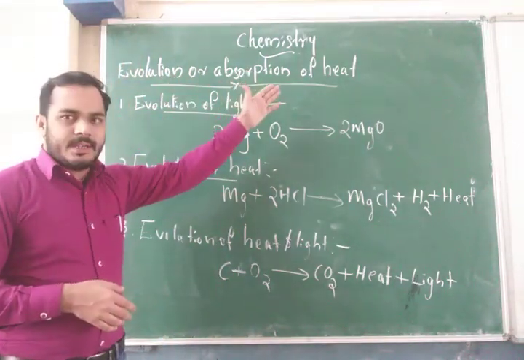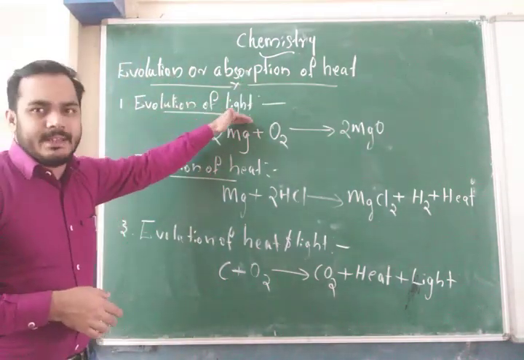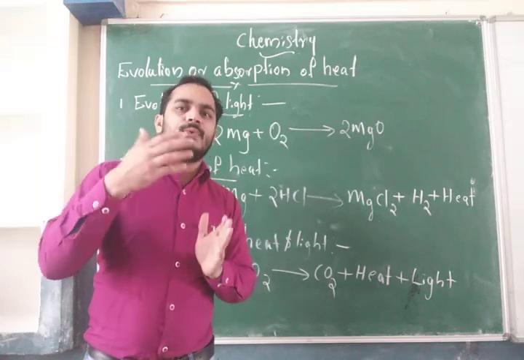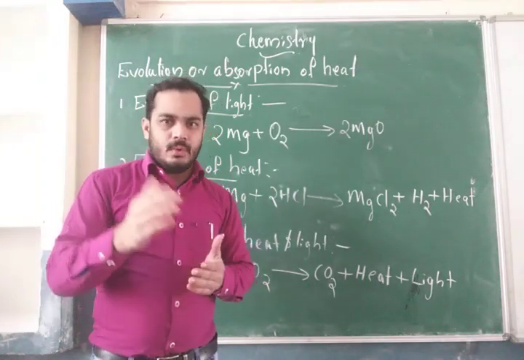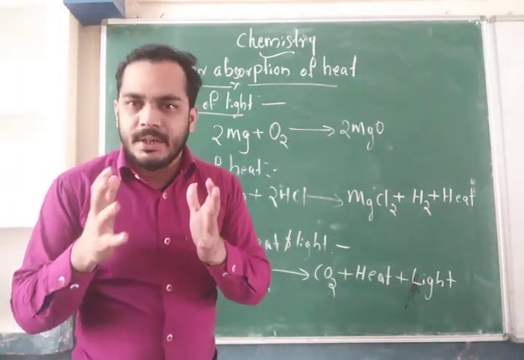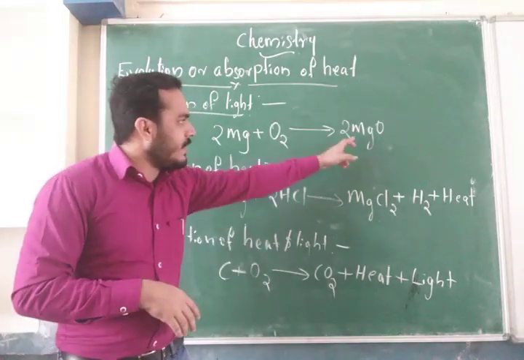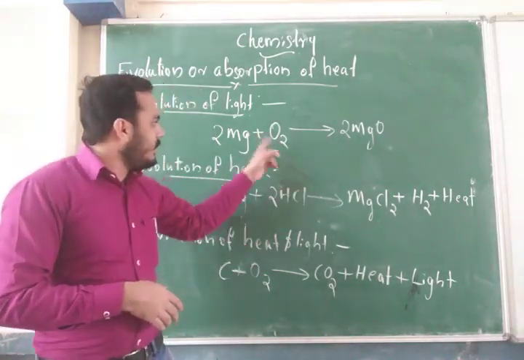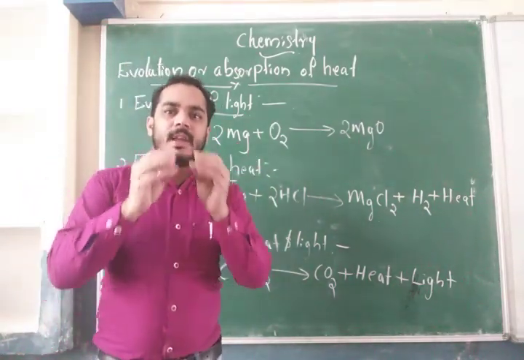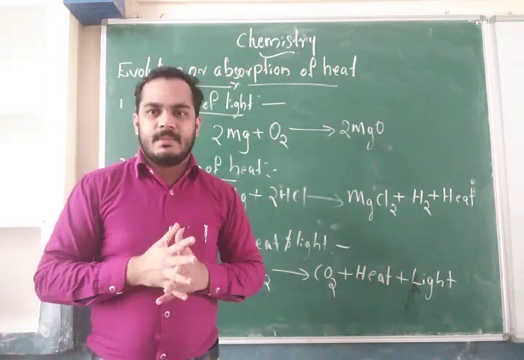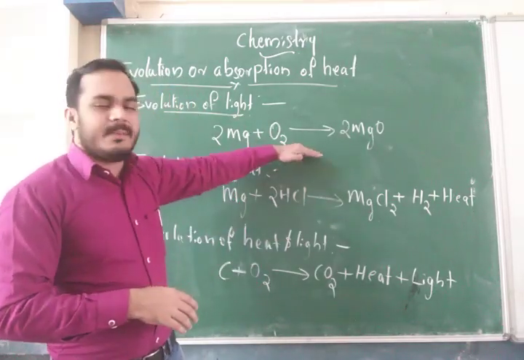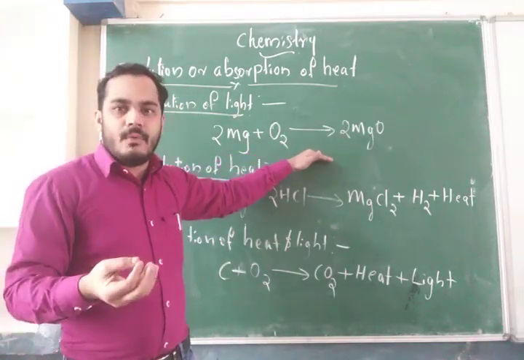Evolution or absorption of heat. The first one, evolution of light. Some chemical reactions produce light energy. Here magnesium reacts with oxygen to form magnesium oxide, MgO. Magnesium ribbon reacts with atmospheric oxygen and produces a brilliant, dazzling white light. So this reaction is the best example of the evolution of light energy.